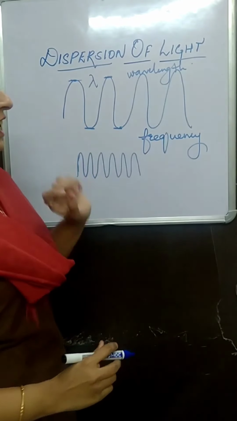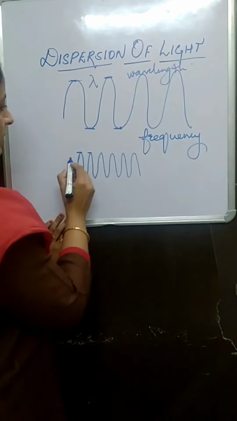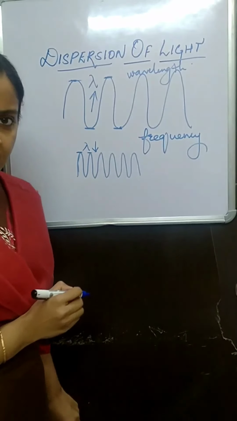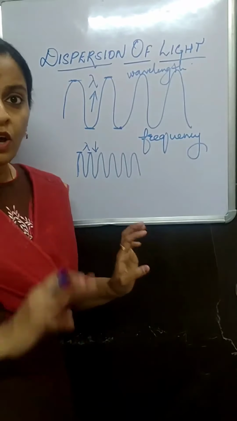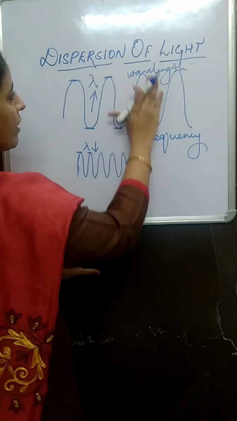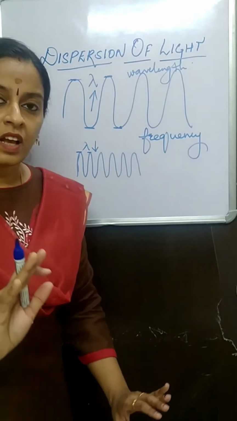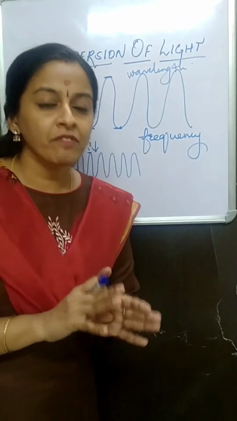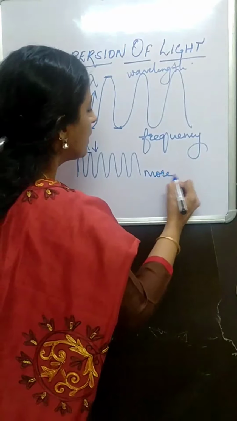As the wavelength increases, here you can see the wavelength is more. If you consider the wavelength of this wave, here the wavelength is less. There is inverse variation between wavelength and frequency. The more the wavelength, the less will be the frequency. As you can see, the more the wavelength, the fewer waves pass through in a given time. The less the wavelength, the more will be the frequency.